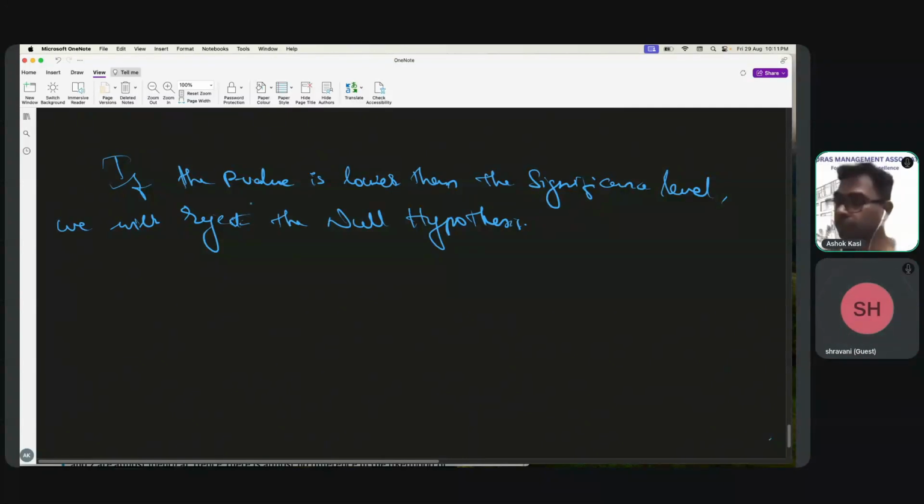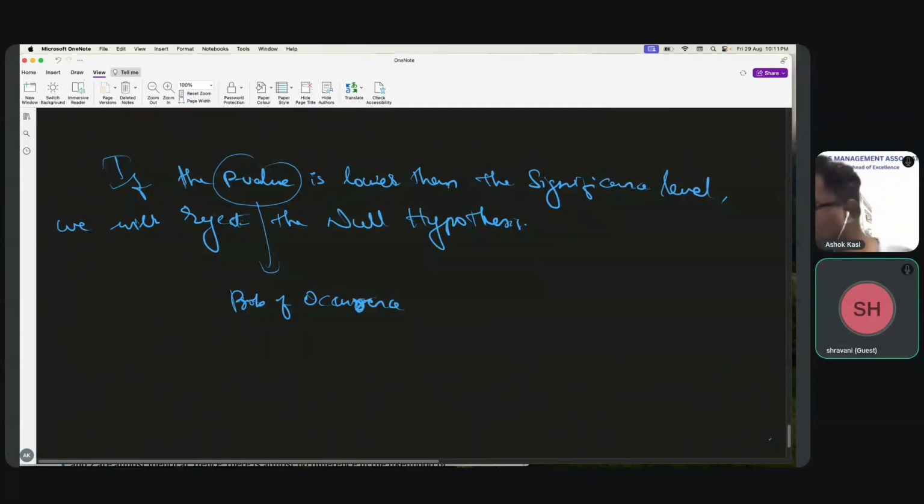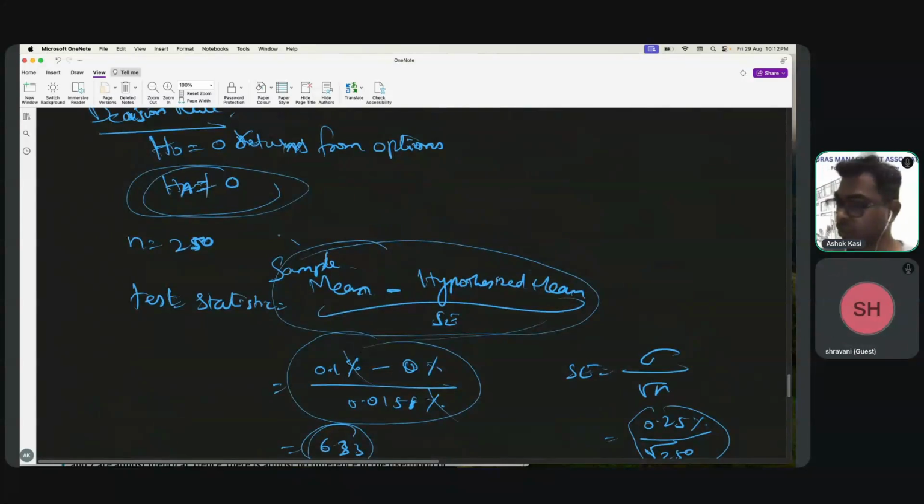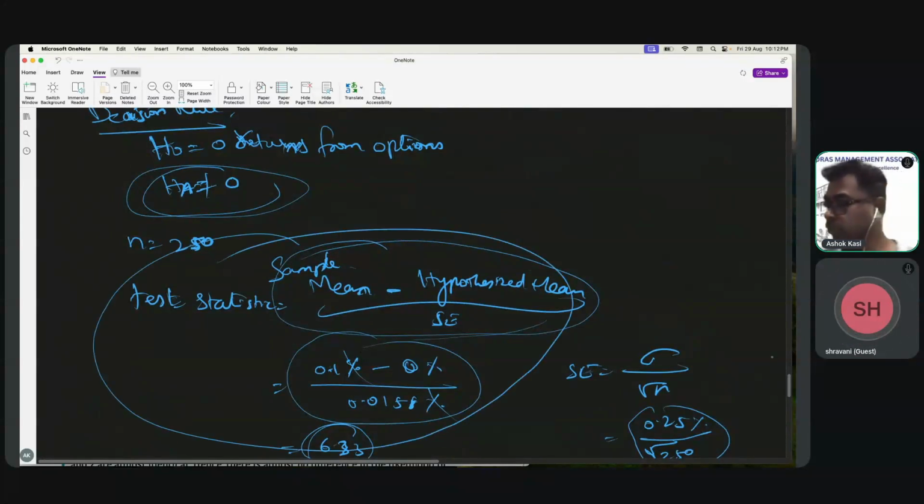What does this mean? First of all, p-value means it is the probability of occurrence. Probability of occurrence of the test statistic. That means, basically what we are calculating is the probability of this happening, this number.